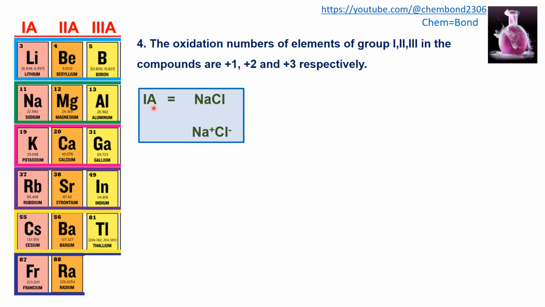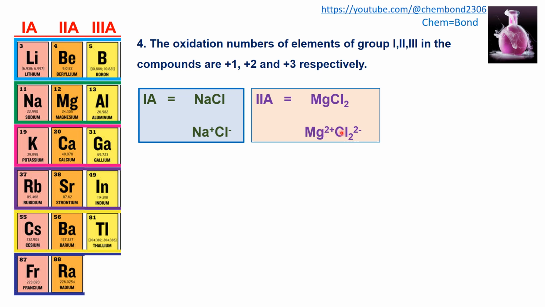In case of 1A, we will take the example of sodium chloride. So sodium will have +1, that is balanced with -1 of chloride. In case of 2A, these metals, magnesium chloride is taken as example. So magnesium has +2 and each chloride has -1.